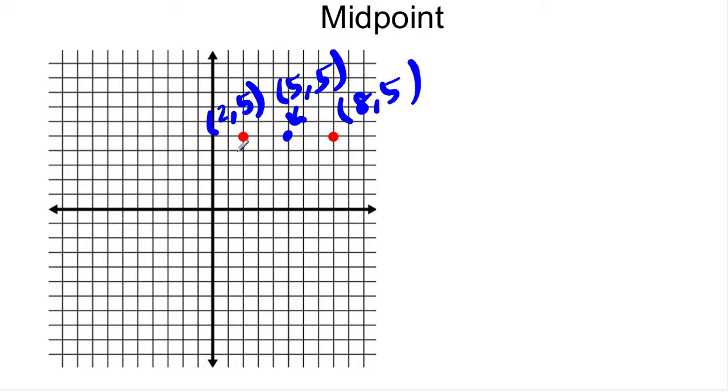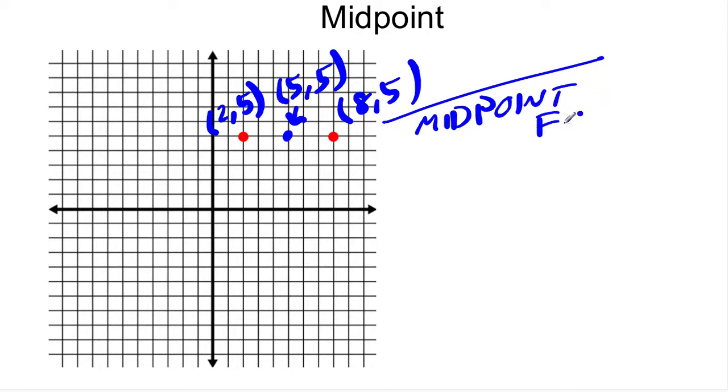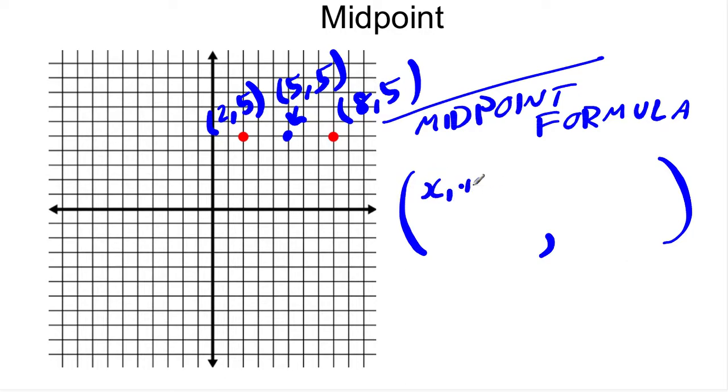Now, just like the distance formula, we can't always count. So instead of counting, there's another helpful formula to help us out, and that's called the midpoint formula. Midpoint formula, very simply, is this. It's going to look like 2 points, and it's the sum of the x values divided by 2 over the sum of the y values divided by 2.